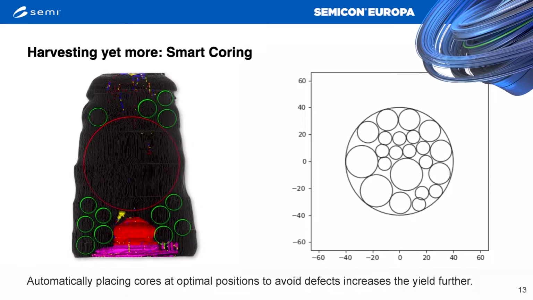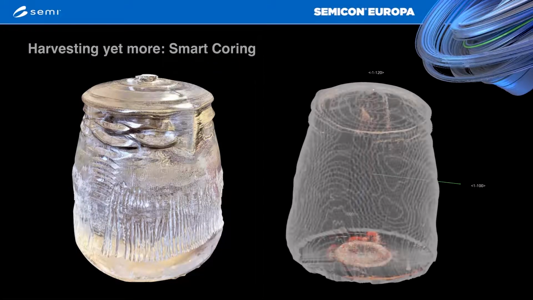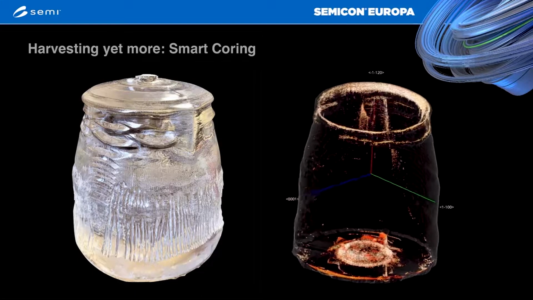Remember that the digital twin repeats the real shape of the crystal, which is usually complex, and the parameters of the coring and wafering tools. The combination of smart coring and smart wafering routines maximizes harvesting of the quality material.